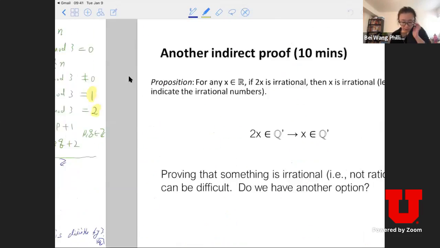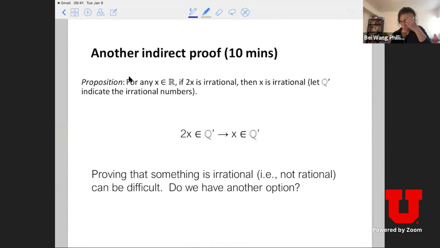Okay, so let's look at the next one. We call it indirect proof because we want to prove, for example, by the contrapositive statement. The original proposition is: for any real number x, if 2x is irrational, then x is irrational. If I use Q prime to represent irrational numbers, then we say, if 2x is in Q prime, then x is in Q prime.